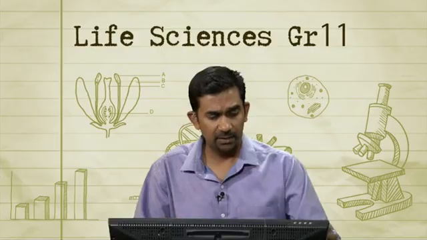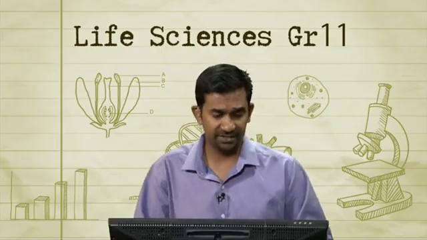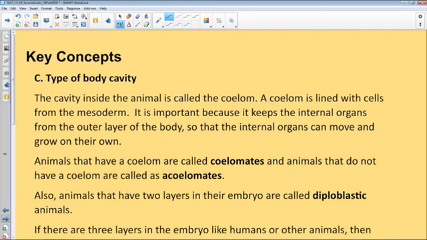Cool. We also need to look at the type of body cavity, and to that we refer to the coelom. So the coelom is the cavity inside an organism. A coelom basically is lined with cells from the mesoderm. It is important because it keeps the internal organs separated from the outer layer of the body so that the internal organs can move and grow on their own. So we have a distinct coelom or coelomic cavity that is lined by a mesoderm.